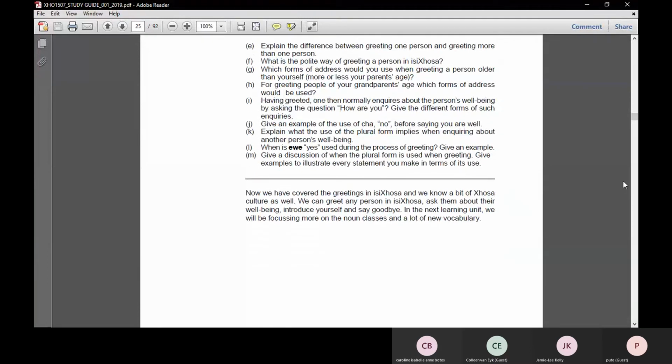So E, explain the difference between greeting one person and greeting more than one person. We just did this. One person is molo. For two or a group of people, it's molweni. Molo is singular.